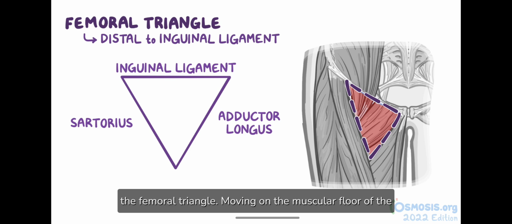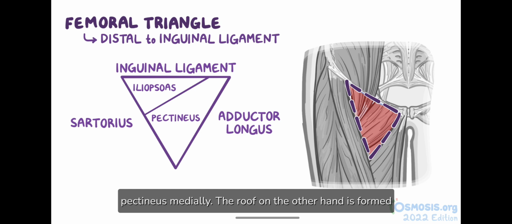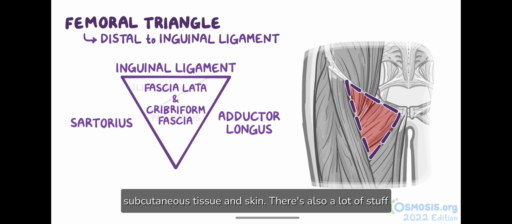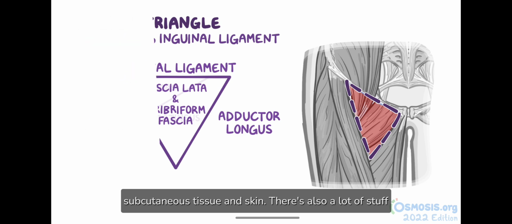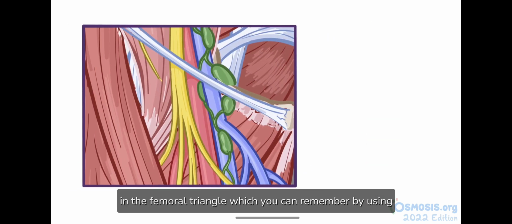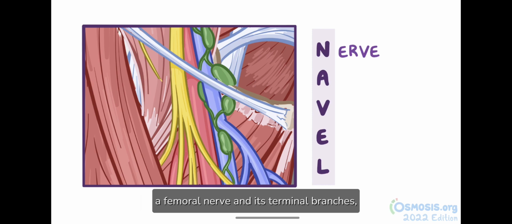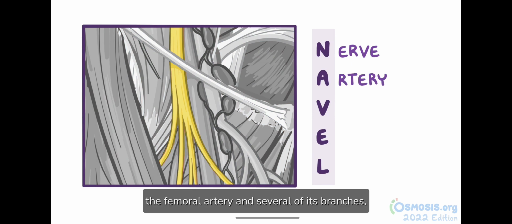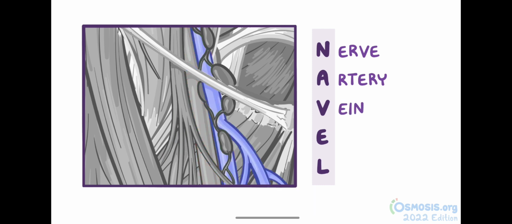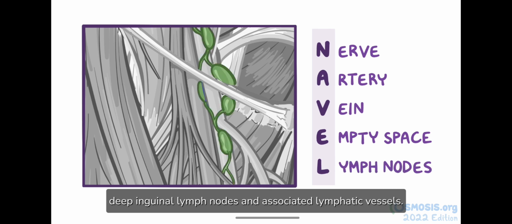Moving on, the muscular floor of the femoral triangle is formed by the iliopsoas laterally and the pectineus medially. The roof, on the other hand, is formed by the fascia lata and cribriform fascia, subcutaneous tissue, and skin. There's also a lot of stuff in the femoral triangle, which you can remember by using the NAVEL mnemonic. From lateral to medial, NAVEL stands for femoral nerve and its terminal branches, the femoral artery and several of its branches, femoral vein and its proximal tributaries, the empty space where the femoral canal is, and the deep inguinal lymph nodes and associated lymphatic vessels.